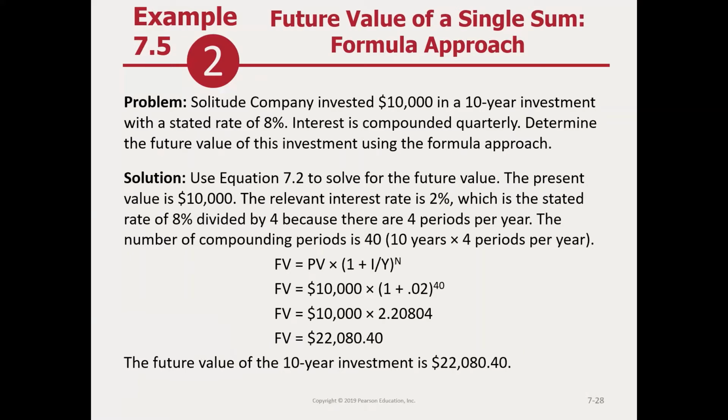Here in this problem, Solitude Company invested $10,000 in a 10-year investment with a stated rate of 8%. Interest is compounded quarterly. Determine the future value of this investment using the formula approach. So the present value is $10,000. The relevant interest rate is 2%, which is the stated rate of 8% divided by 4, because there are 4 periods per year. The number of compounding periods is 40. You arrive at 40 by multiplying the number of years, which is 10 years, times 4 periods per year.